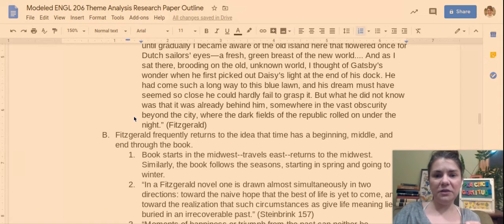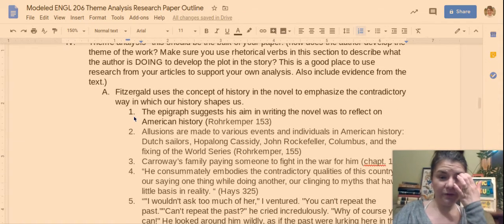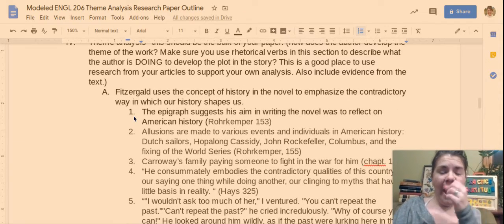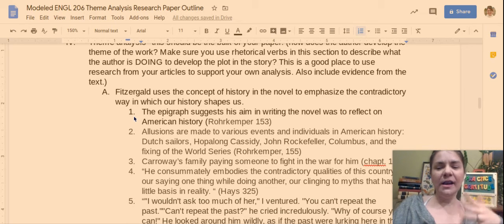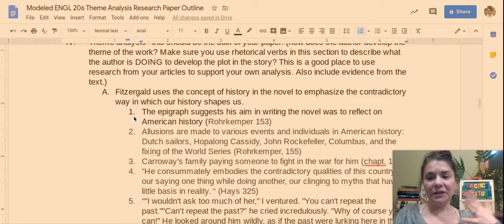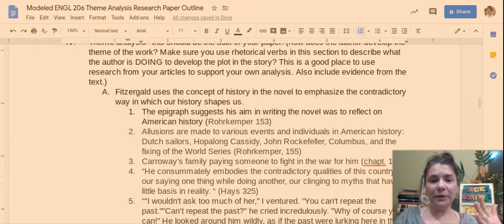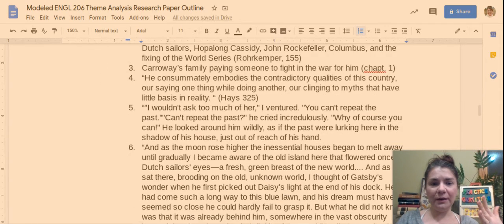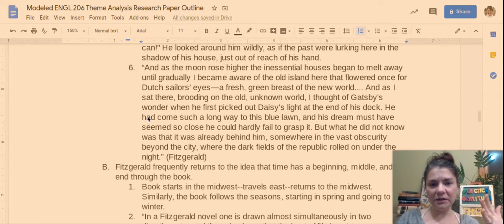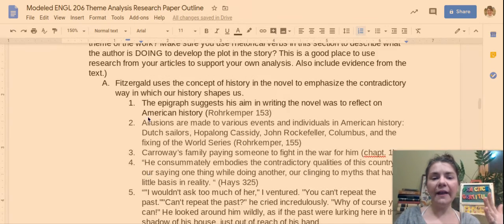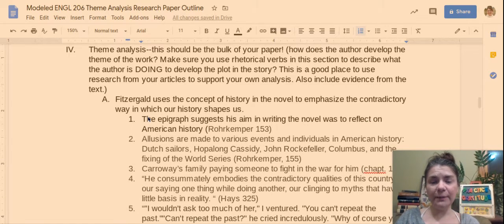Okay, so just to give an example, on this first one, authors kept talking about history and how history is important in the book. So I put together all of my quotes from my research about history and put them all together. And then I came up with a claim. And your claims really should be discussing what an author's doing with the text.